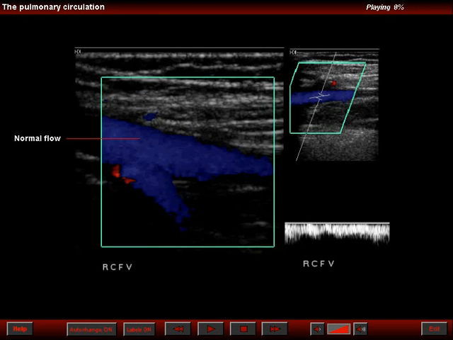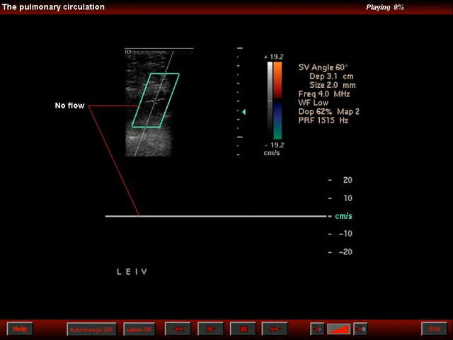This color image shows the confluence of the right common femoral vein, the superficial and the profunda. Note at the bottom right the normal tracing indicating free flow through these veins. This is an example of thrombosis of the left external iliac vein. Note the absence of flow at the site of the thrombosis and the flat tracing.